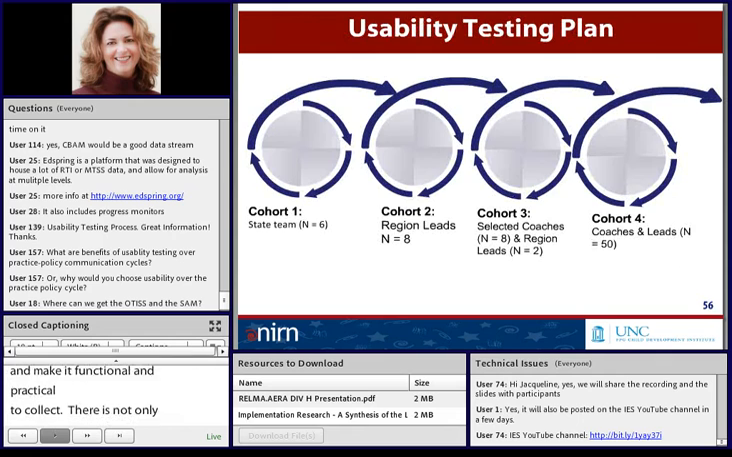So here is our usability testing plan. We started with a team at the state level, a team of 6. You can see we went a little larger than 4 to 5, which is okay in some cases. Research would recommend sticking with 4 to 5. Giving you a real-life example here. We then, in cohort 2, are looking at including the regional leads. Then we grow in cohort 3 to selected coaches and region leads, and then we're scaling to all 50 within cohort 4. Now this cohort 4 may change based on where we're at by the end of cohort 3, so it's a flexible plan as well.